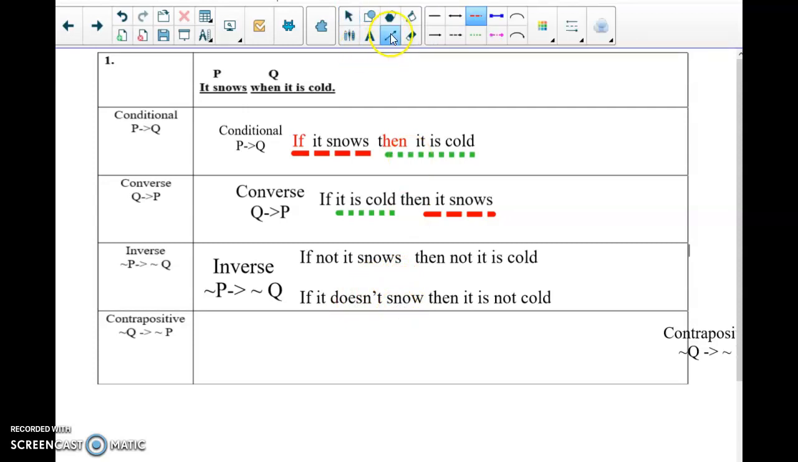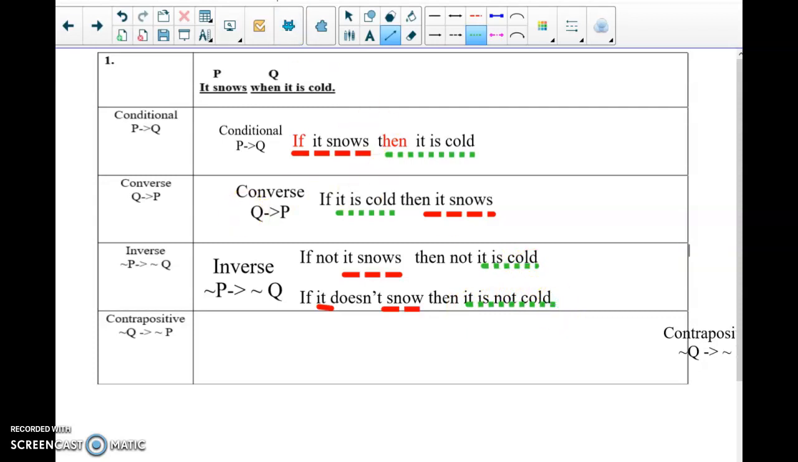And you can still underline the parts. You can see that this is, it snows, and it snows is still there. You just put the word not in front of it. And then this one, it is cold. So that's our conclusion.